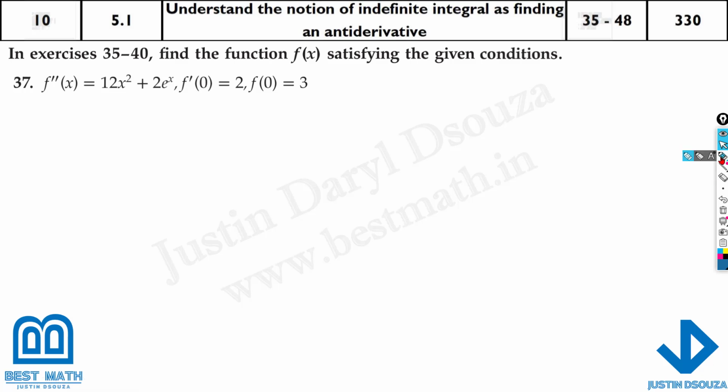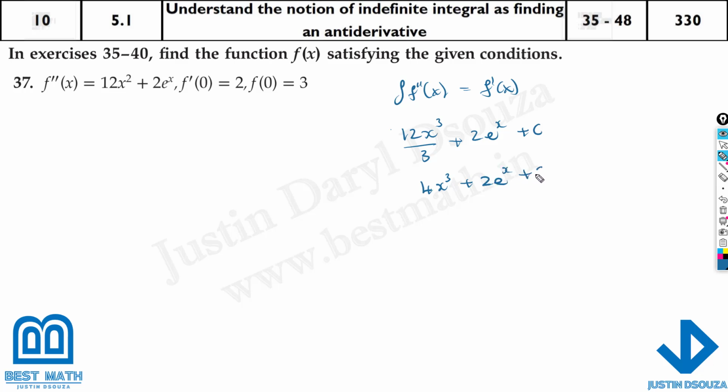Now let me solve this here. First thing, integrate f double derivative of x. That should give you f dash of x, or f prime of x. So let me integrate it. Directly I'll write over here because it's electronic. You do not need any steps. It'll be 12x to the power 3 by 3 plus 2e to the power x itself plus c. Now this is going to cancel out and become 4x to the power 3 plus 2e to the power x plus c.